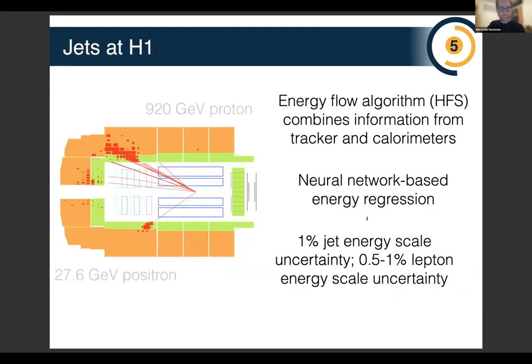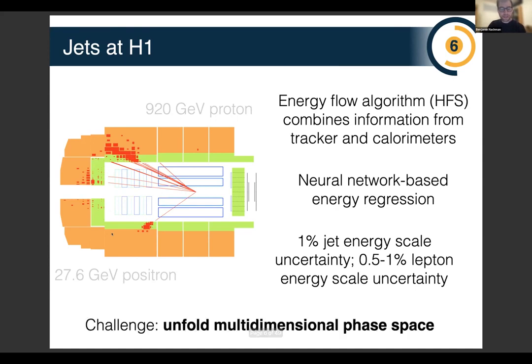Okay, so we're looking at jets in H1. We use an energy flow algorithm called the HFS to combine information from the tracker, shown here in the open rectangles, and the calorimeters, which are shown in the filled rectangles. And then there's some calibration, and the energy scale is really quite precise, or 1%-ish for jets, and around the same, a little bit better, for the scattered lepton.